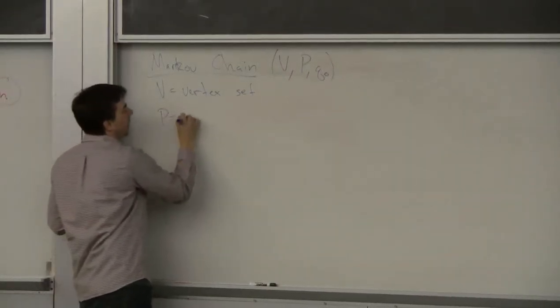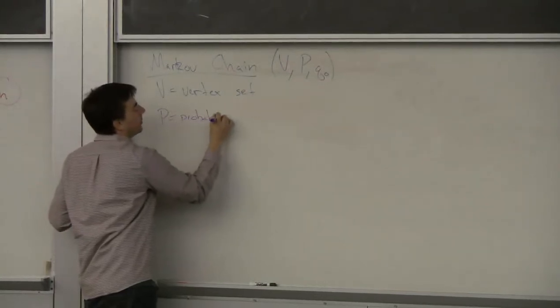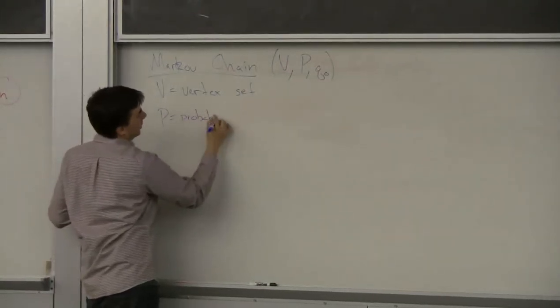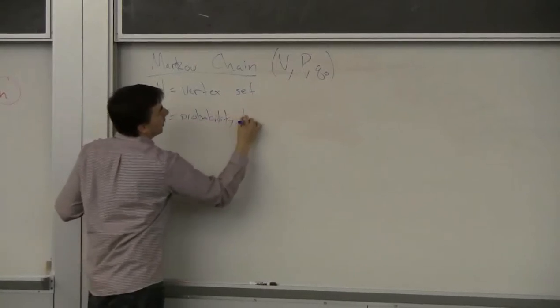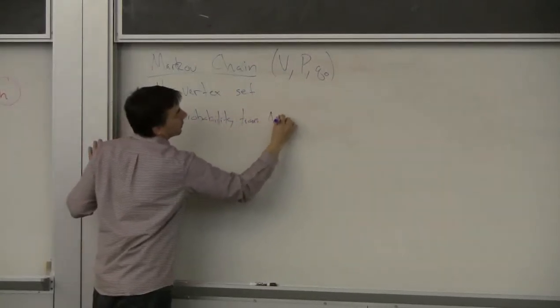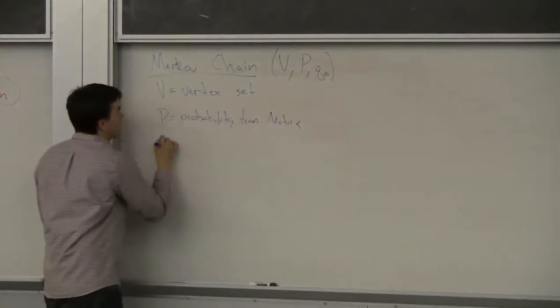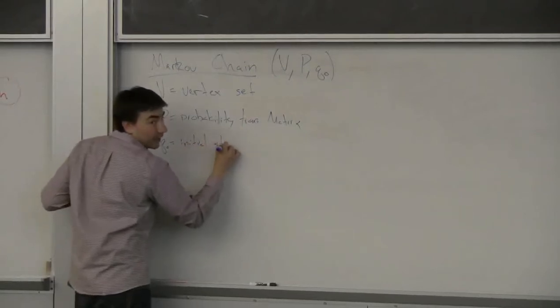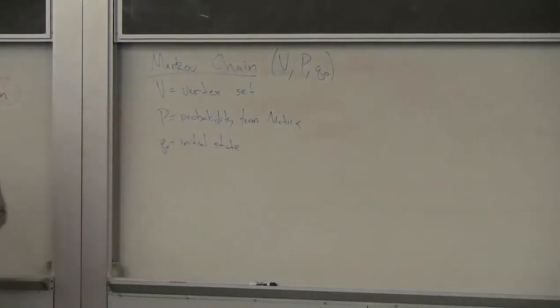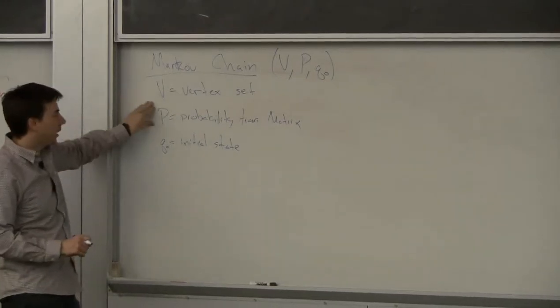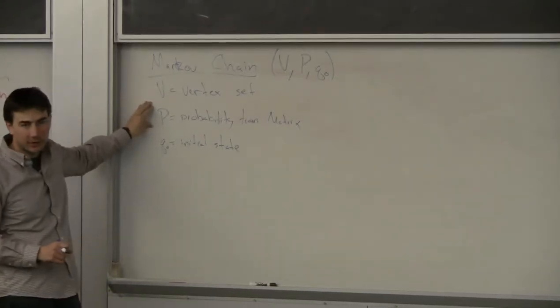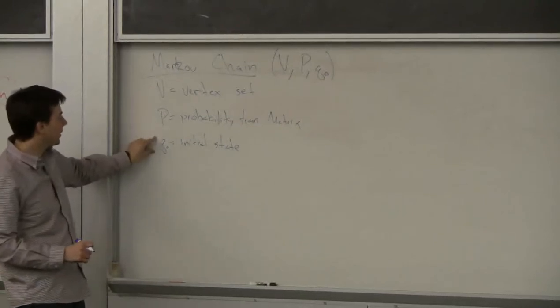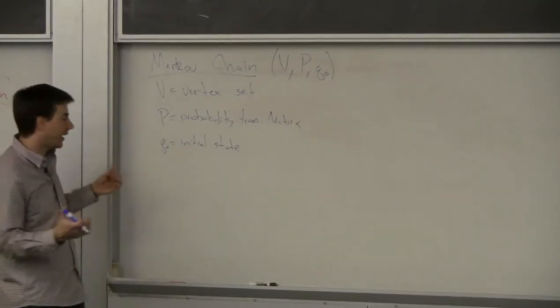So P is going to be a probability transition matrix. And so Q is going to be an initial state. All right. So this vertex set is very self-explanatory. I'll spend some time on this probability transition matrix. It's easiest to understand this initial state and the idea of a state, right?